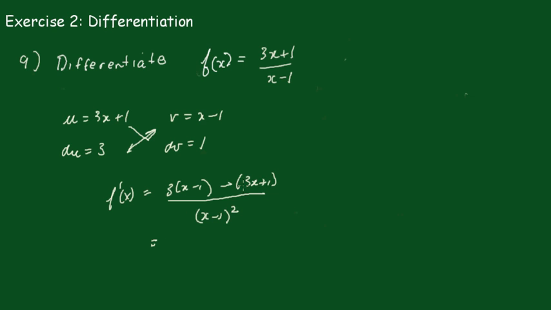Now the 3x's will go out. This is minus 3 minus 1, so you get minus 4 over x minus 1 all squared.